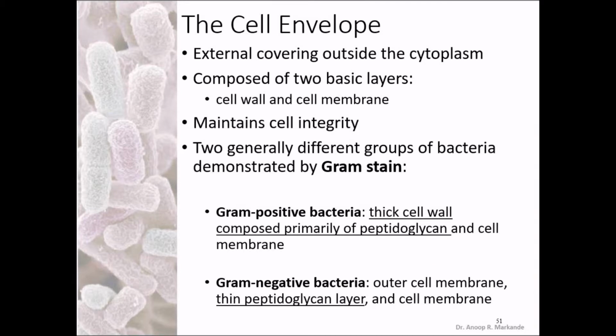The next cell appendage that we are discussing is the cell envelope. It is an external covering outside the cytoplasm composed of two basic layers, the cell wall and cell membrane, and maintains cell integrity.